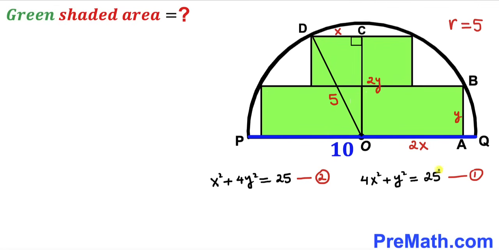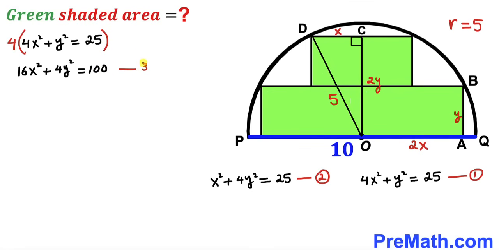And now in this next step, we are going to focus on equation 1. Here I have copied down equation 1: 4 times x squared plus y squared equals 25. Now I'm going to manipulate this equation by multiplying both sides by 4. Therefore we have 16 times x squared plus 4 times y squared equals 100. I'm going to label this as our equation number 3.